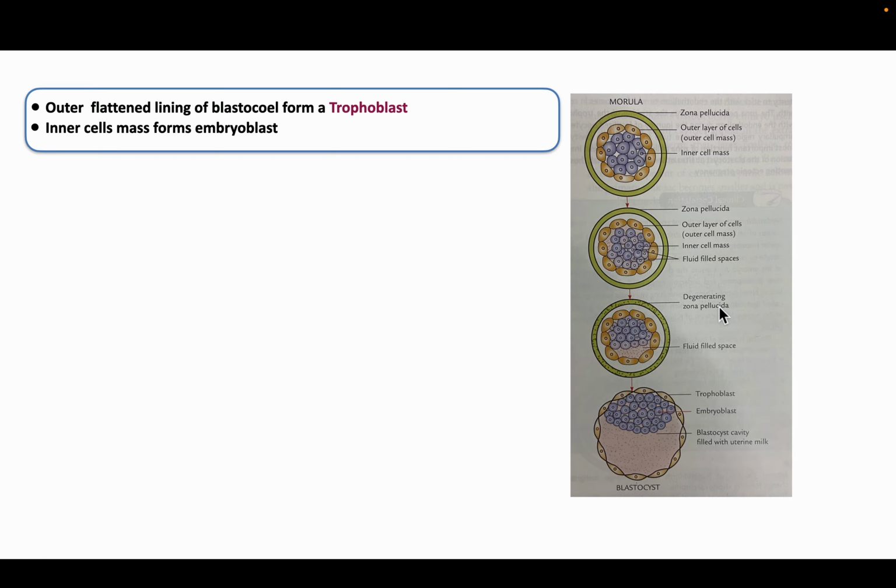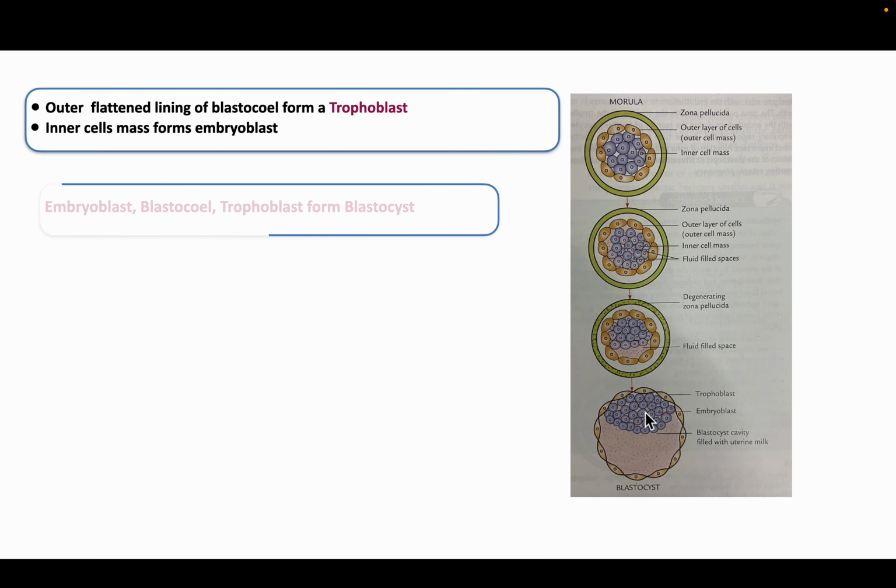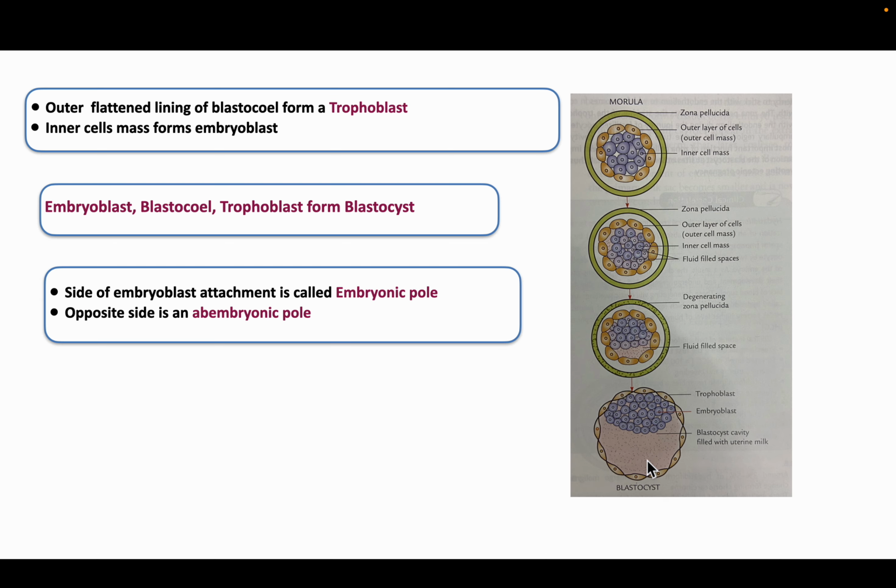Now, the outer flattened cells of the blastocele are the cells which are going to form the trophoblast, and the inner cell mass forms the embryoblast. So embryoblast, trophoblast, and the blastocele or blastocyst cavity form the complete blastocyst. Now, the side of the embryoblast attachment is called the embryonic pole, and the opposite side is called the abembryonic pole.